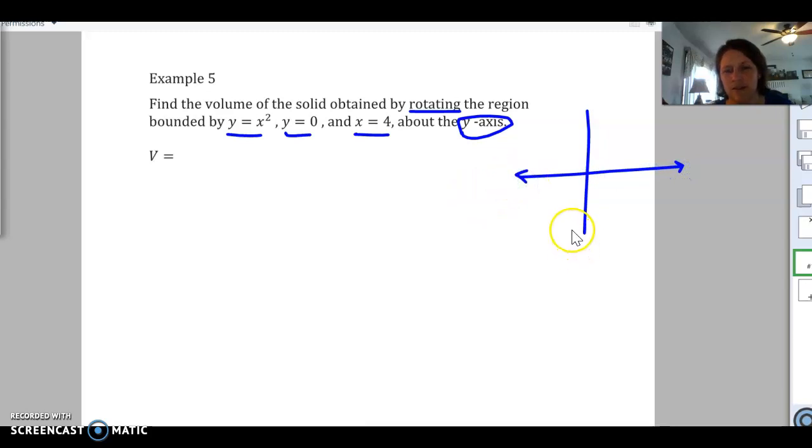Go ahead and graph our equations. Let's have a look at what we are doing. So we have y equals x squared, which is just a nice parabola.